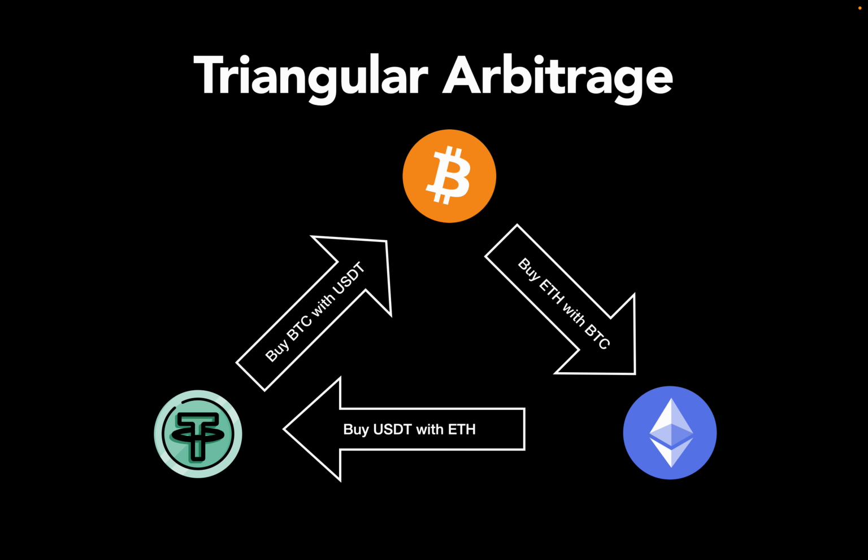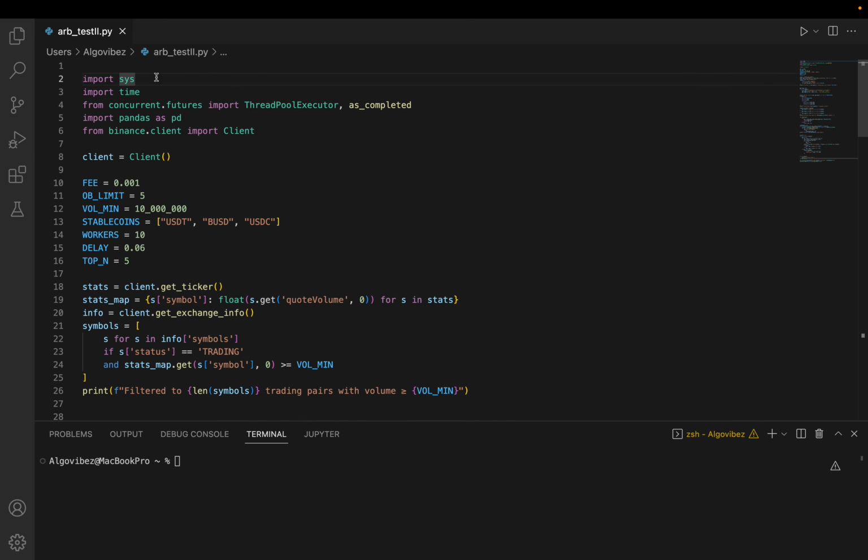If you're serious about testing whether this works in live markets, stick around. Every line of code matters. Let's see if triangular arbitrage holds up under real market conditions. Alright, let's fasten our seatbelts, take a deep breath and go through it together step by step.